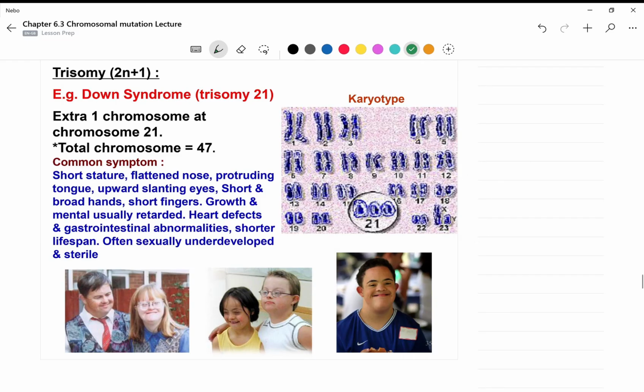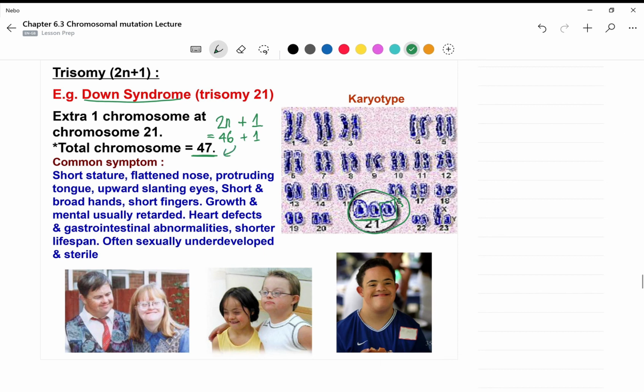This is the karyotype of a person with trisomy 21, or the more popular name, Down syndrome. If you look over here at chromosome 21, instead of only having 2, now we have an extra chromosome right over here. So the total chromosome number for an individual that has trisomy 21 is 47, because 2n plus 1. 2n in humans equals 46, plus 1, so we get 47.